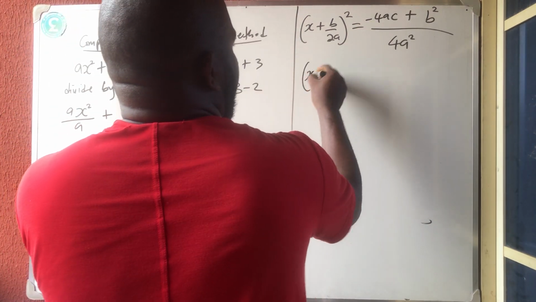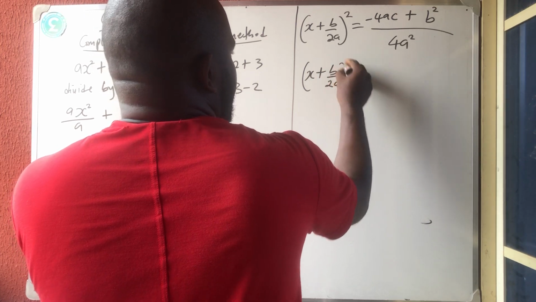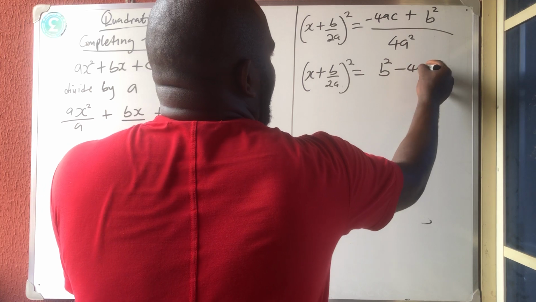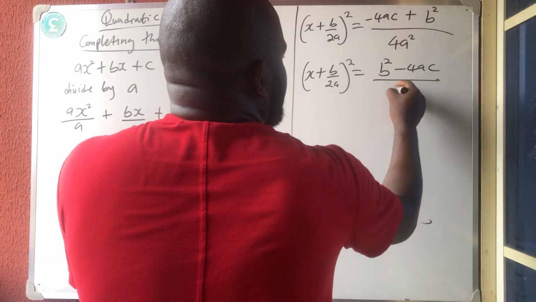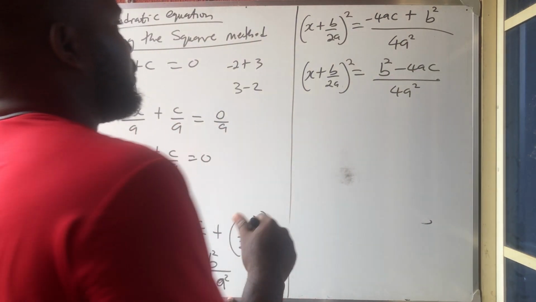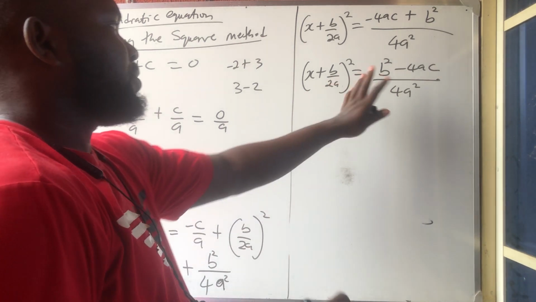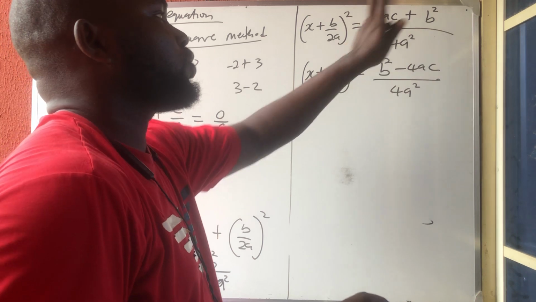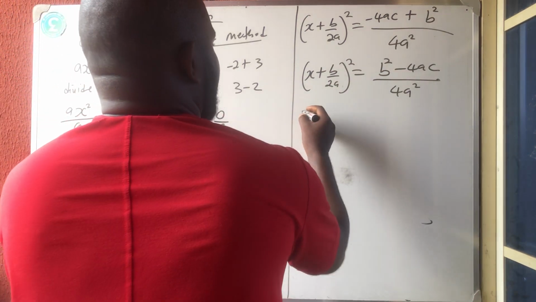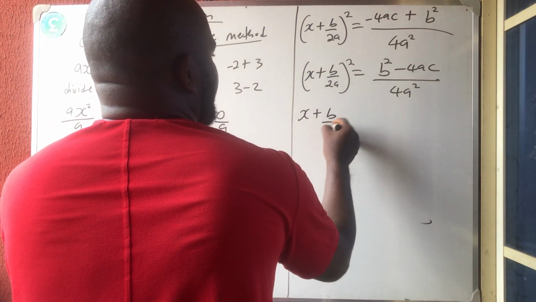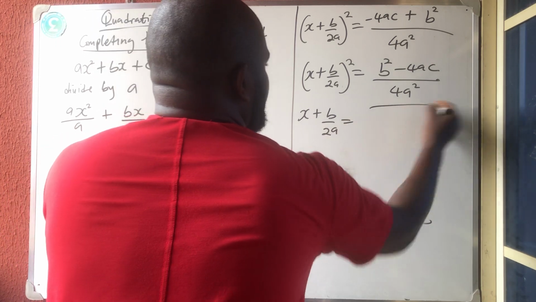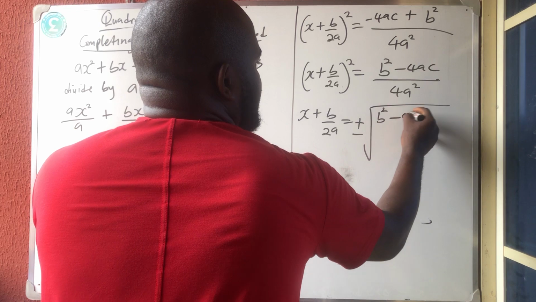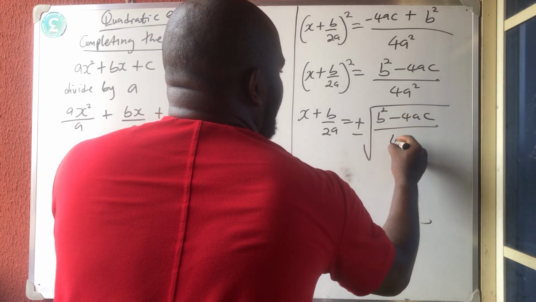So I have the same (x + b/2a)² equal to, rearranged, (b² - 4ac) all over 4a². Okay? The next thing you are going to do: since you have solved here to be in one fraction, let's cross the square to the other side to become square root. So I have x + b/2a equal to plus or minus the square root of (b² - 4ac) all over 4a².